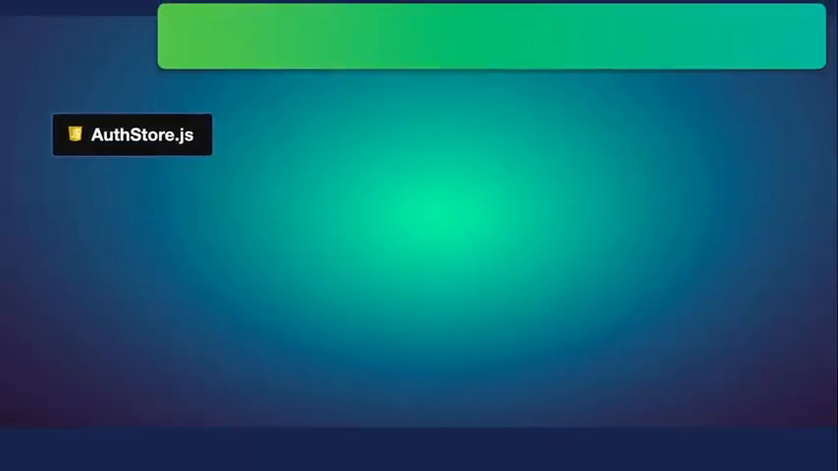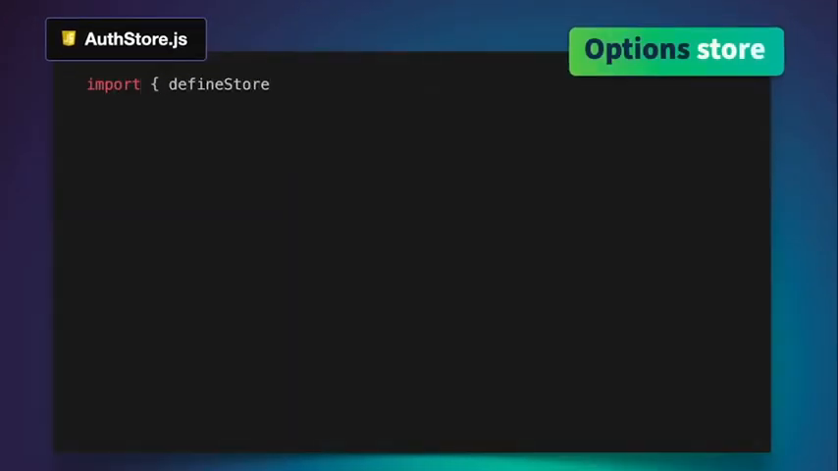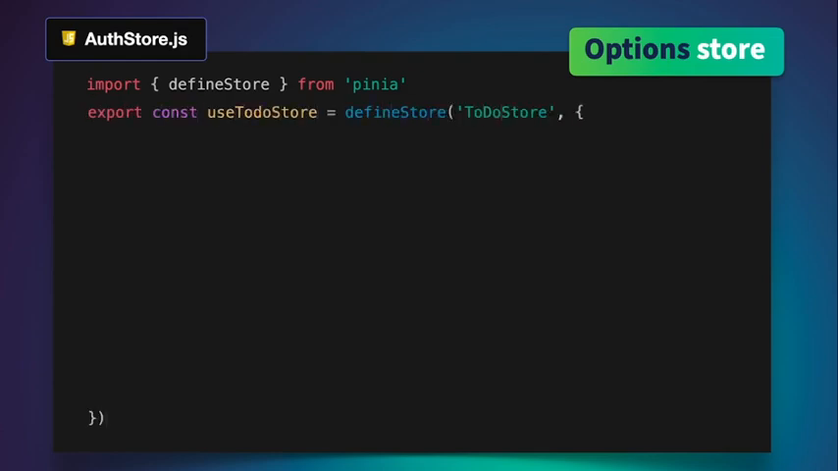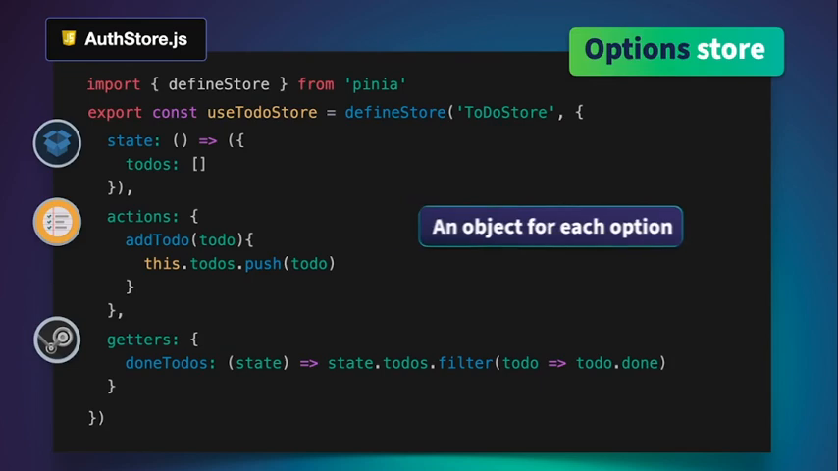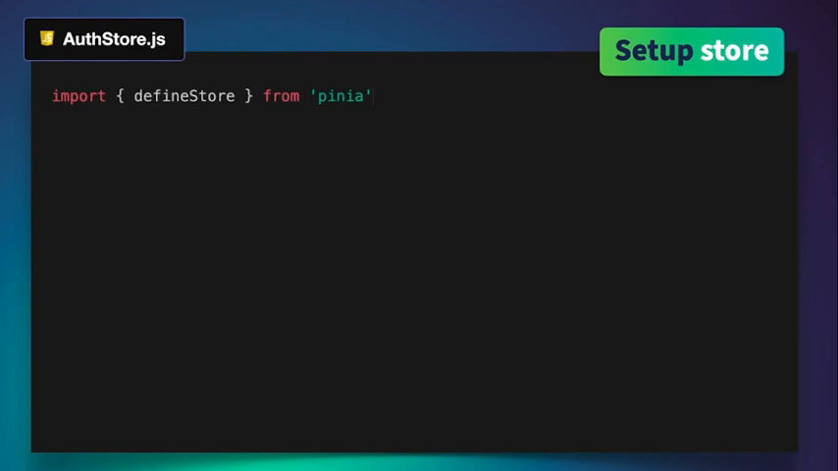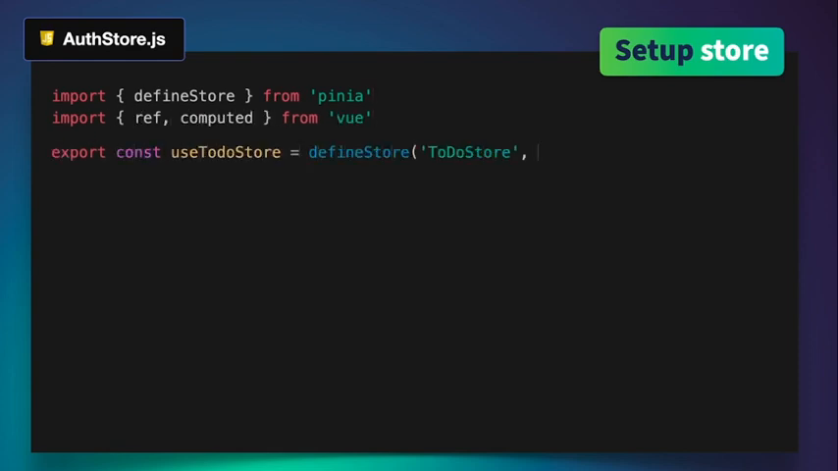Now let's take a look at the structure of an options store. Not coincidentally, this kind of store takes in an object as the second parameter of the defineStore function. The state, actions, and getters here are analogous to the data, methods, and computed properties of a component built with the options API. Alternatively, in a setup store, the second parameter passed into defineStore is a function. This kind of store will feel familiar to how you'd compose a component with the composition API.